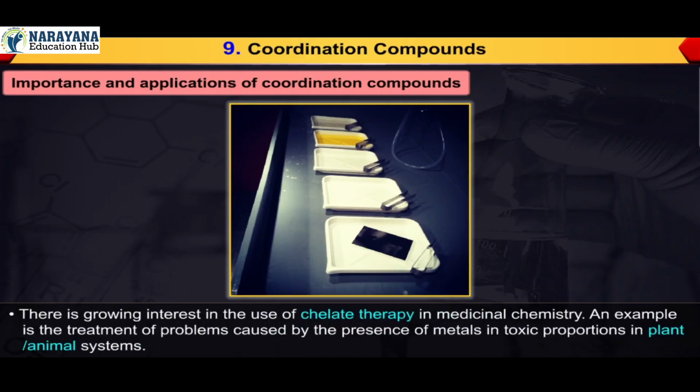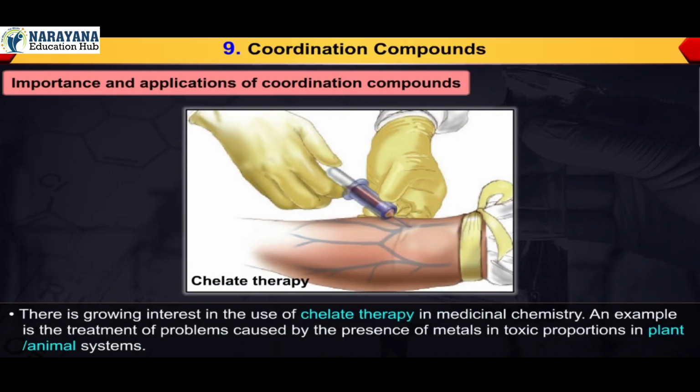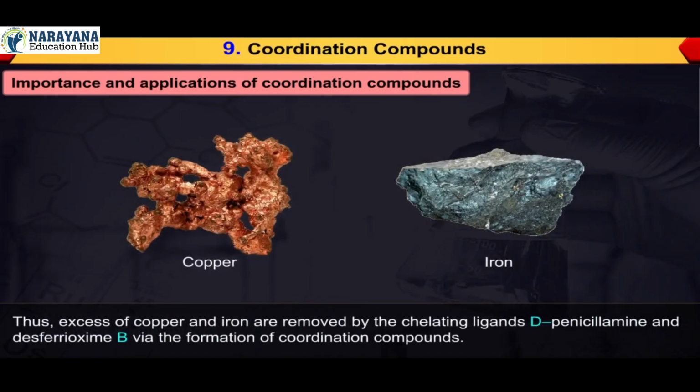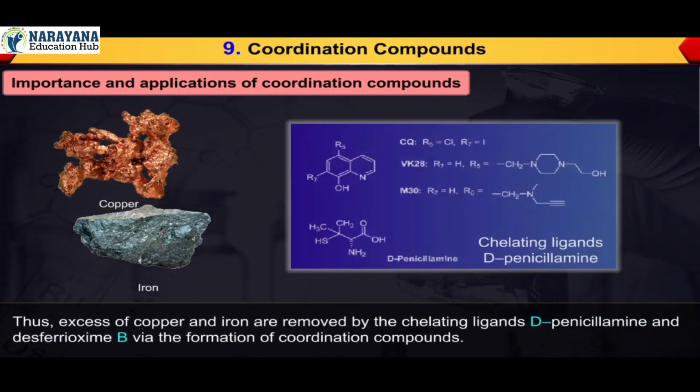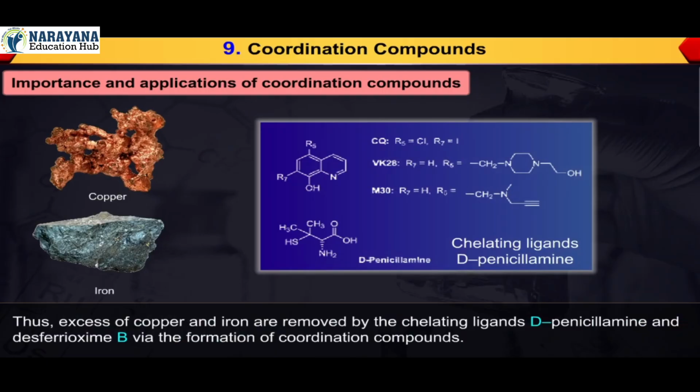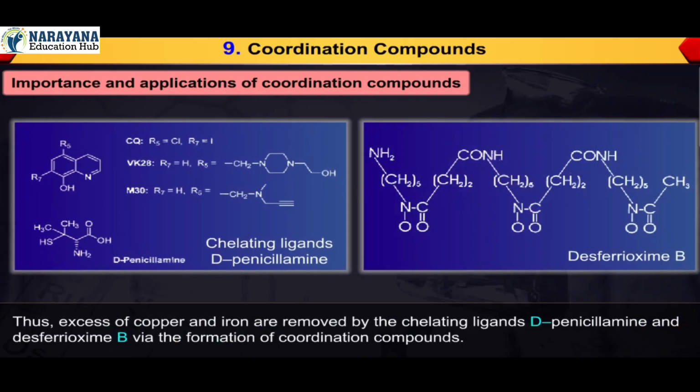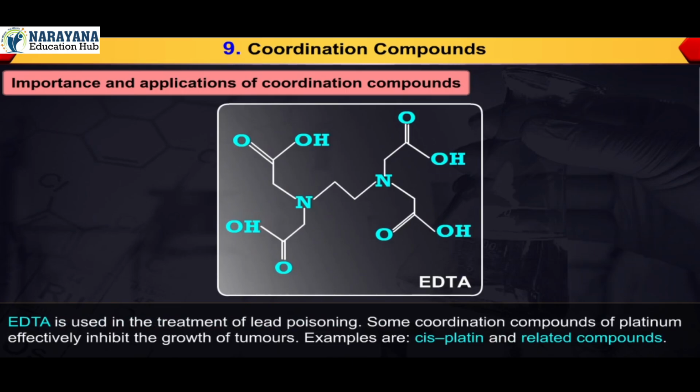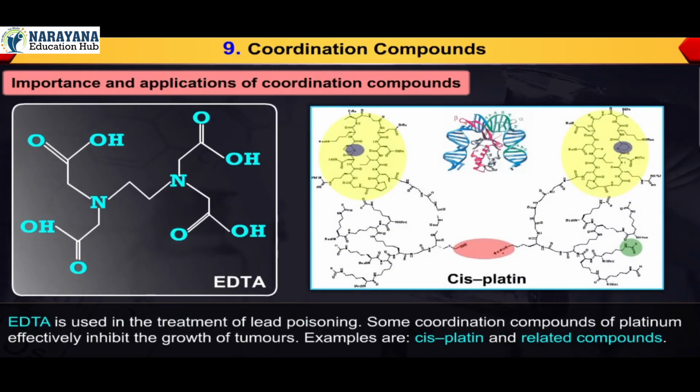There is growing interest in the use of chelate therapy in medicinal chemistry. An example is the treatment of problems caused by the presence of metals in toxic proportions in plant or animal systems. Thus, excess of copper and iron are removed by the chelating ligands D-penicillamine and desferrioxime B via the formation of coordination compounds. EDTA is used in the treatment of lead poisoning. Some coordination compounds of platinum effectively inhibit the growth of tumors. Examples are cisplatin and related compounds.